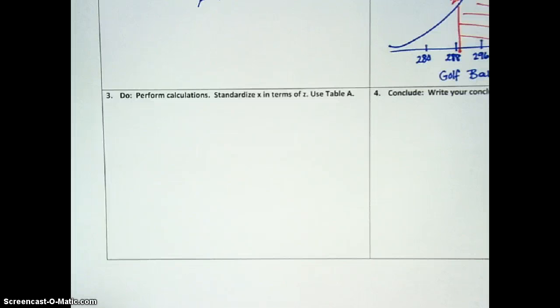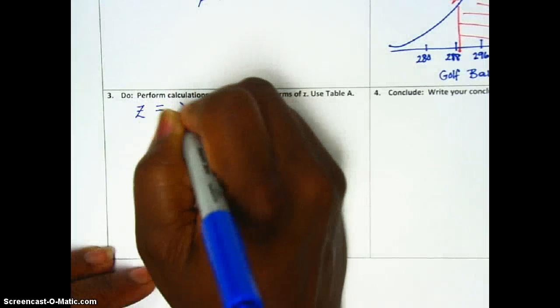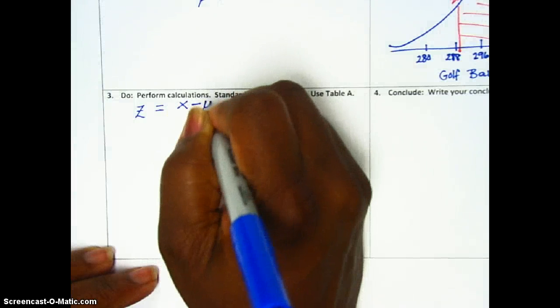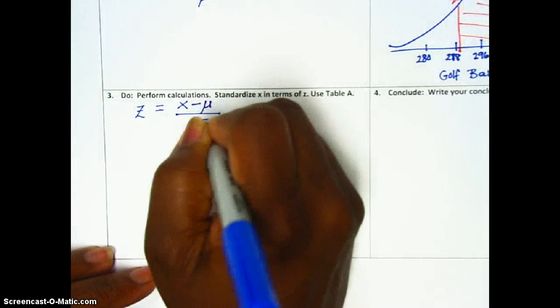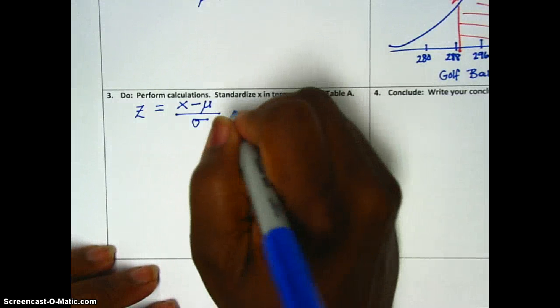Do, we want to actually perform the calculations. Make sure you show your formulas, and then we're going to use table A. So let's begin with standardizing x. That just means change it to a z-score. So the formula for a z-score is that z equals the observation value x minus the population mean mu divided by the population standard deviation sigma, and we'll plug in the numbers we have.